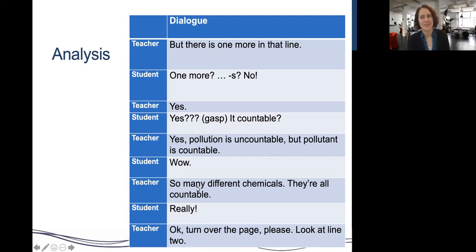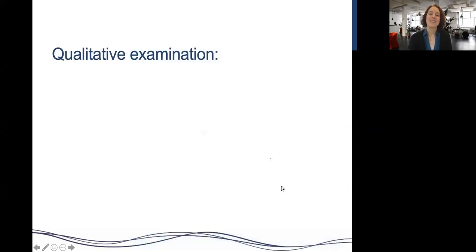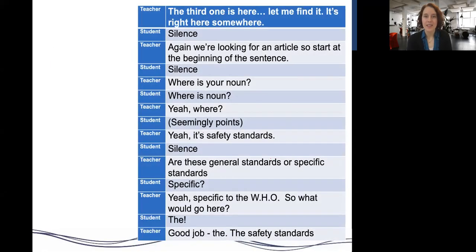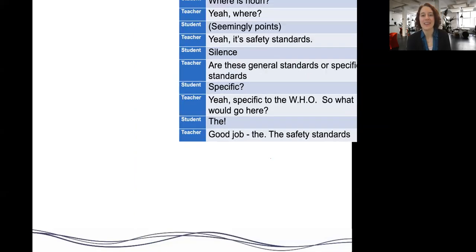Wow. So the student seems really into this. The teacher continues, yeah, lots of different chemicals, they're all countable. Really, at this point, the teacher says, all right, we need to move on. So let's continue to the next one. Now, taking a look at this, we can see, oh dear, sorry, that's supposed to be highlighting silence. Things seem to have been moved around. Silence, silence. And minimal engagement is what we're seeing here.